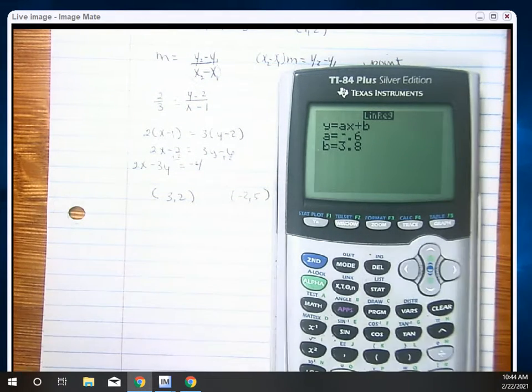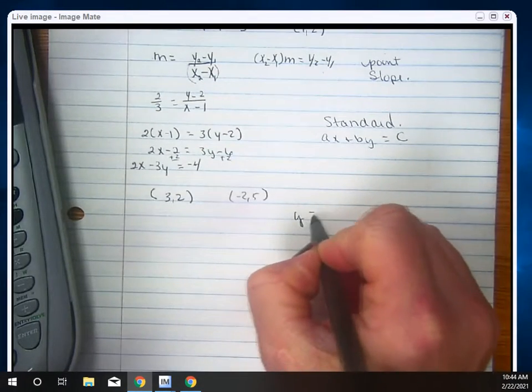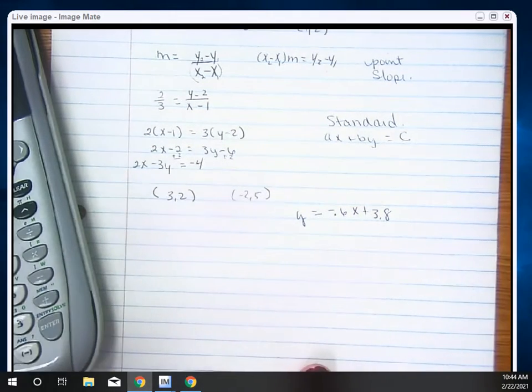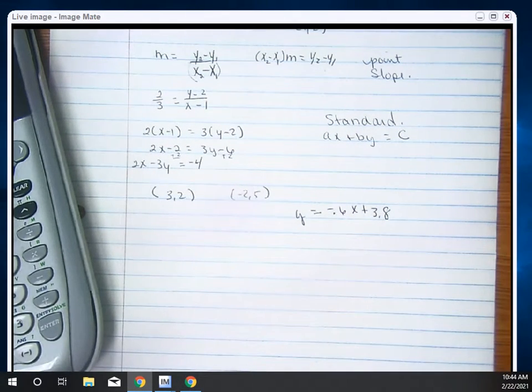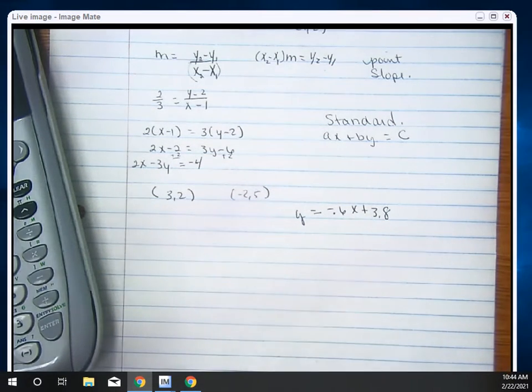So how do I change a negative 0.6? Y equals a negative 0.6x plus 3.8. There is no textbook that's going to give you that for the answer. So how do I change those into fractions? Fraction.